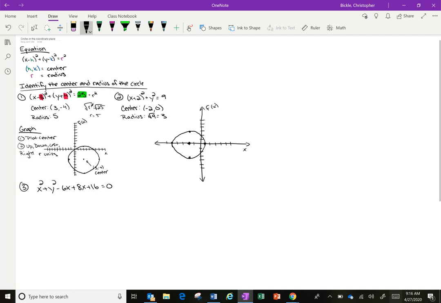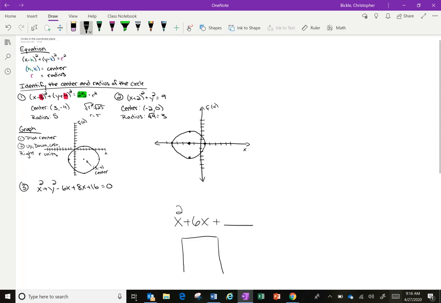Hopefully you guys remember completing the square from first semester. If you don't remember, I'm going to go through this really quick. If we had something like x squared plus 6x, and we wanted to figure out what number needs to go here to make that a perfect square, we did it a couple of different ways.